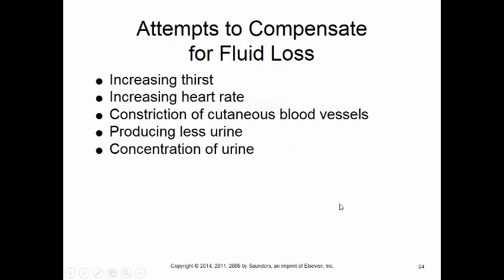So how do we try to compensate for fluid loss? Well, one is by increasing thirst, and that's going to increase the water intake. Another is increasing the heart rate because there's less blood flow, so we increase the rate of the heart. We can have constriction of the cutaneous blood vessels, which are the ones that go to the skin, so we have more blood flow going to the core. We produce less urine, and we concentrate our urine more.